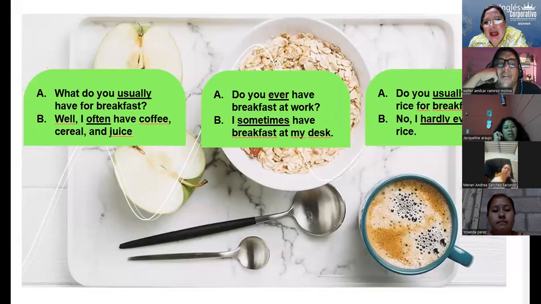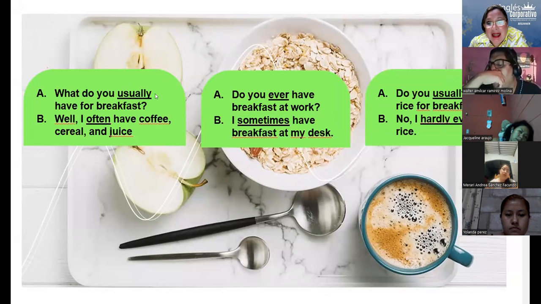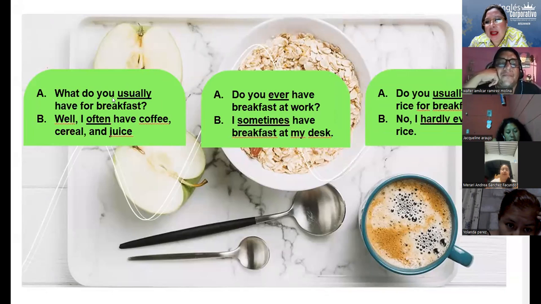Vamos a pensar en our breakfast, ¿ok? Y veamos las preguntas, ¿sí? Aquí no tenemos how often, ¿verdad? Aquí tenemos what do you usually. Ah, o sea que lo podemos usar de esta manera también. What do you usually have for breakfast? ¿Qué comes usualmente en la mañana, ¿sí? Para el desayuno. What do you usually have for breakfast?